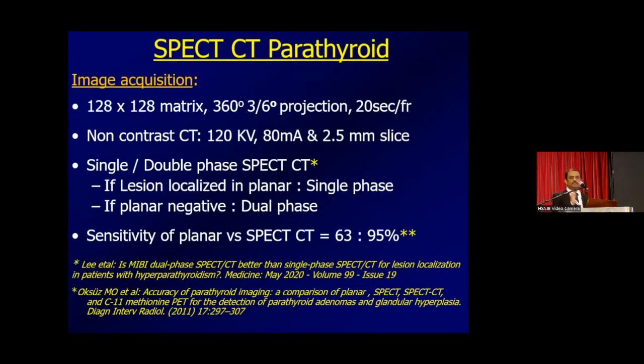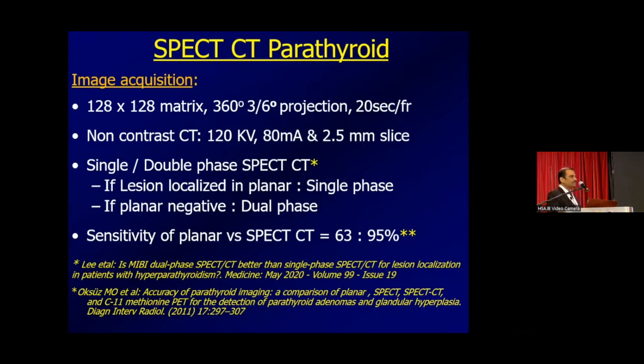So how to perform this study? The technical parameters: we have to always use a 128 matrix so that the image quality becomes better. You always acquire a 360-degree acquisition. You will have more projections, especially if you have dual head gamma cameras; you can give 3 degrees per projection. The imaging must be done at least 20 to 25 seconds per frame. Then only your count statistics will be good.